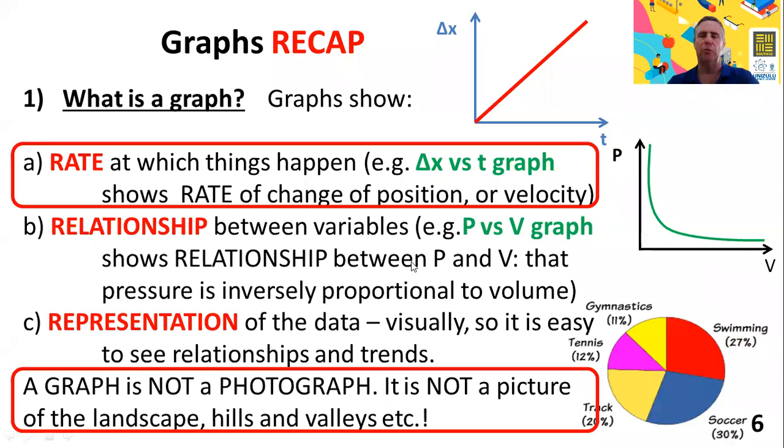Moving on to page 6, we introduced graphs to you. We said that there are 3 things that graphs show. As I've just mentioned, we will be focusing on rate graphs: graphs where something is graphed against time, and they show the rate of change of position or velocity or acceleration. Also, the point at the bottom that a graph is not a photograph will come up very strongly in this section. We'll deal with this later in this video.